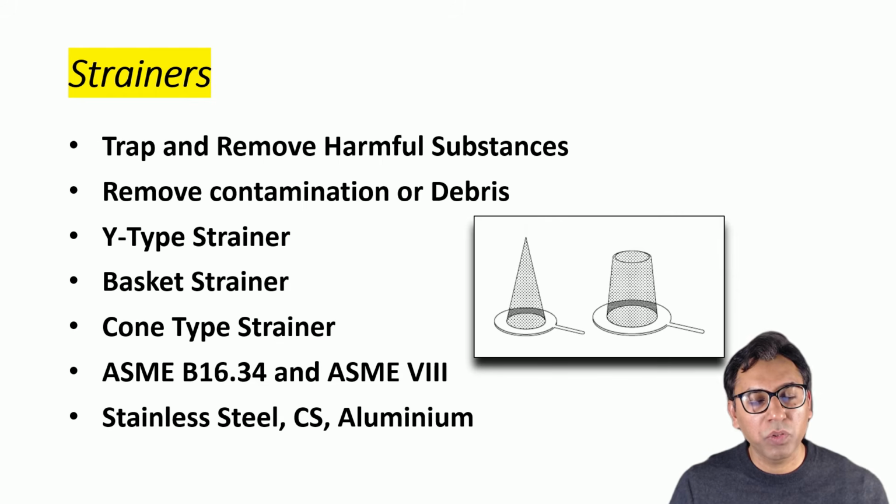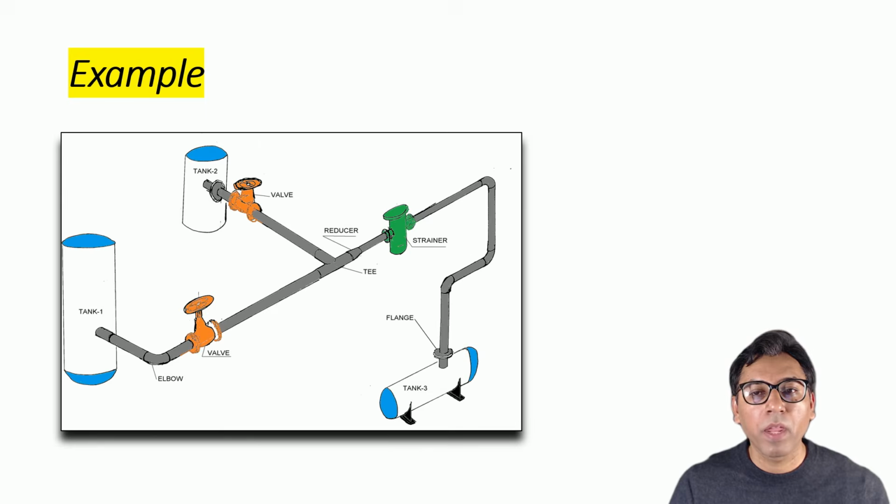Now let's use a strainer in our piping design example and see how it looks. You can see here we have used one strainer which is a basket type. This will help to stop any unwanted particles from going to tank 3. Now we will add more elements which are also really important. In the next slides we will use an expansion joint, and this should give some flexibility to our piping system.